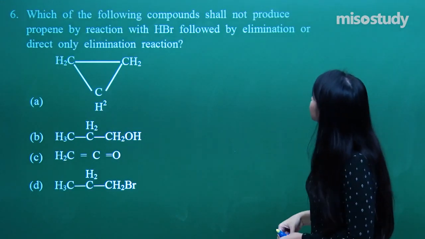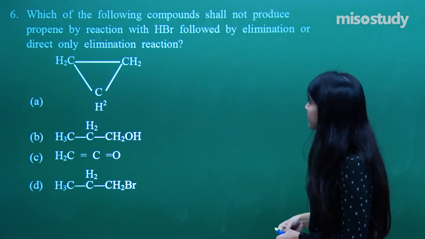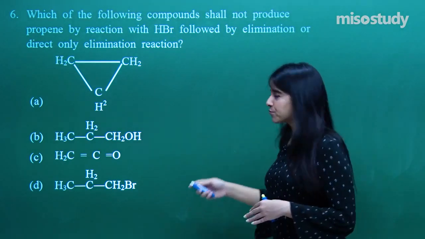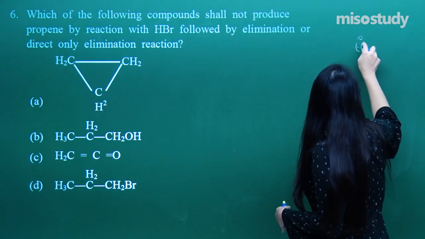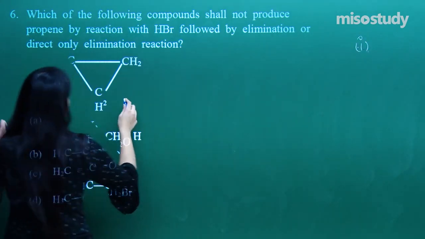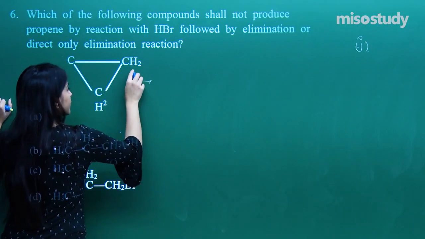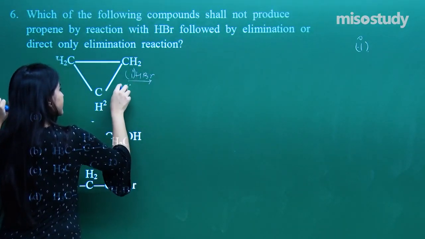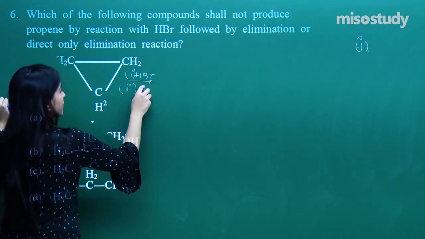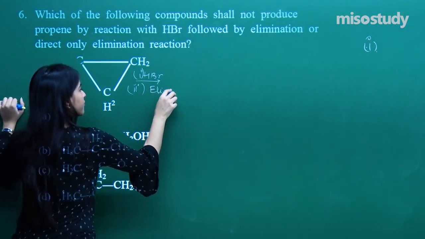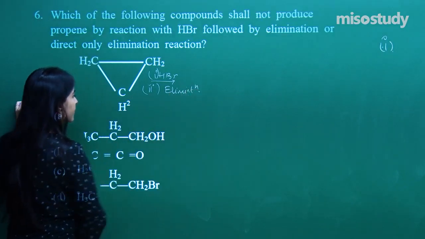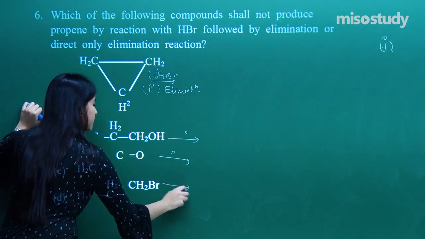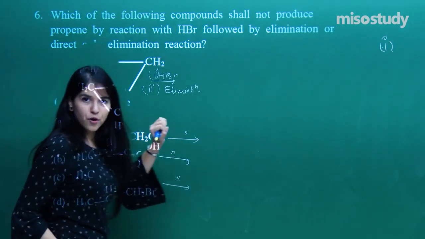Which of the following compounds do not produce propene by reaction with HBr followed by elimination? So I need to make it react with HBr. That is our first step. First is HBr, and the second one is the elimination. It would be a similar scenario in each one of them. So I need to have a proper product.